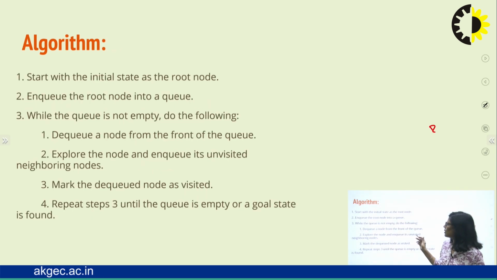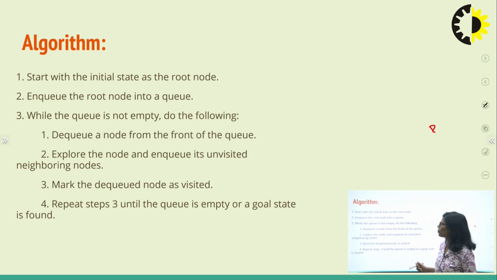So this is the algorithm. We start with the initial state as the root node, and then we enqueue the root node into the queue. While the queue is not empty, we dequeue a node from the front of the queue, and then we explore the node and enqueue its unvisited neighboring nodes. Then we mark the dequeued node as visited. We repeat the process till we find the goal state or our queue is empty.